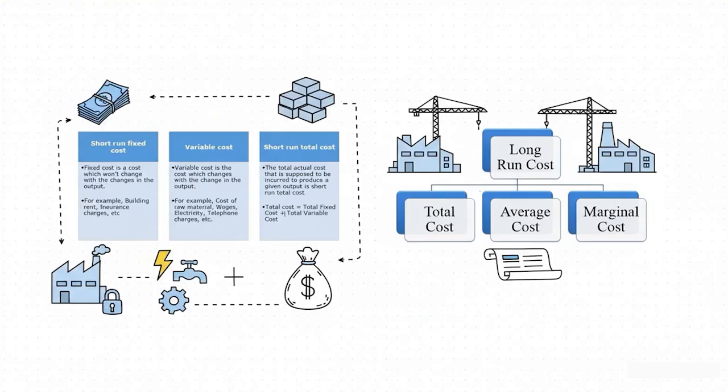Now, businesses tend to think about costs in two different time frames. In the short run, some of your costs are locked in. They're fixed. Think about rent for your factory. You're stuck paying it no matter what. But in the long run, well, everything's on the table. You can find a new factory, you can buy different machines, every single cost becomes flexible.